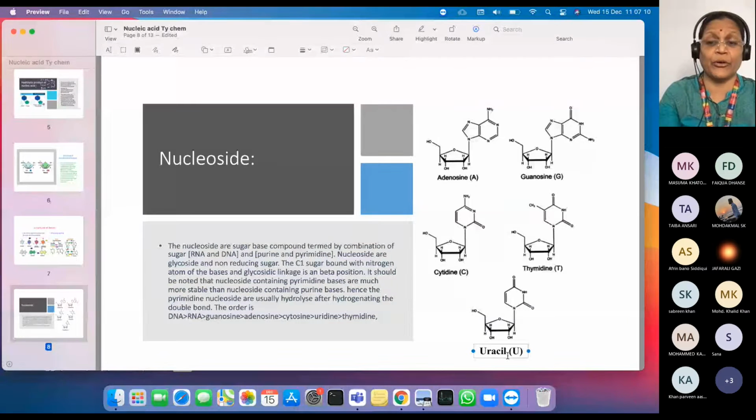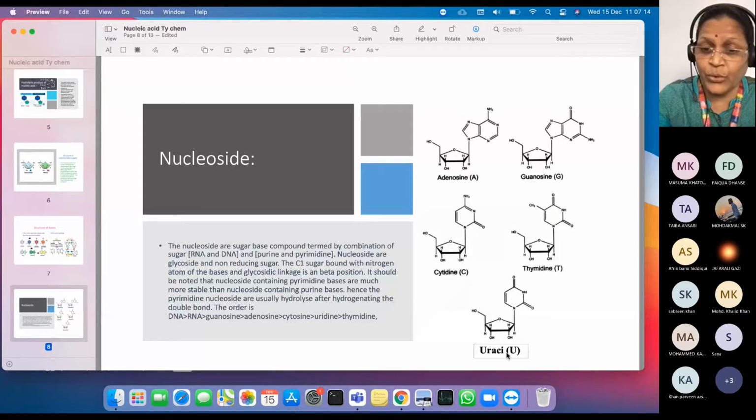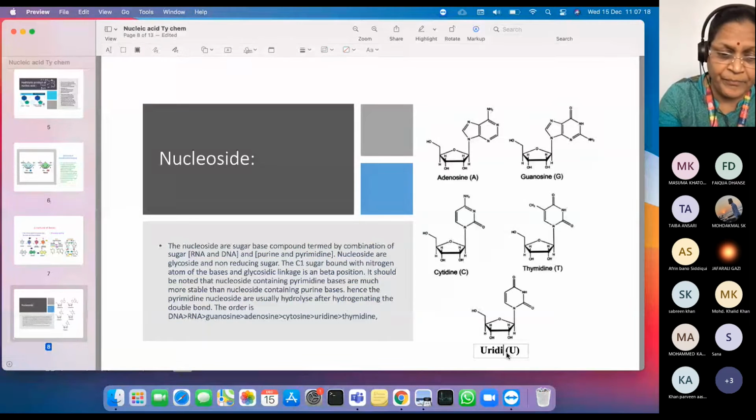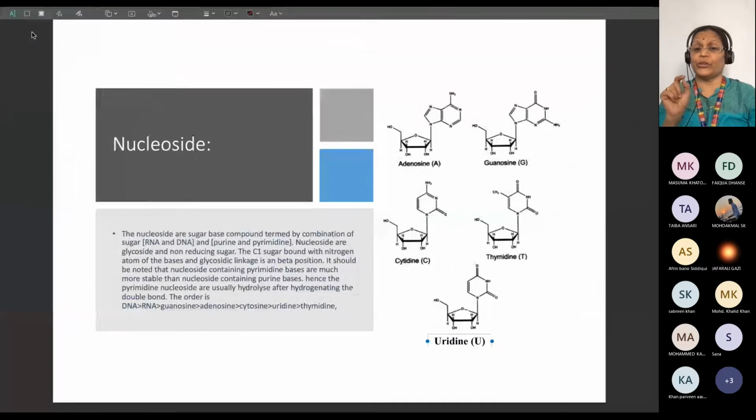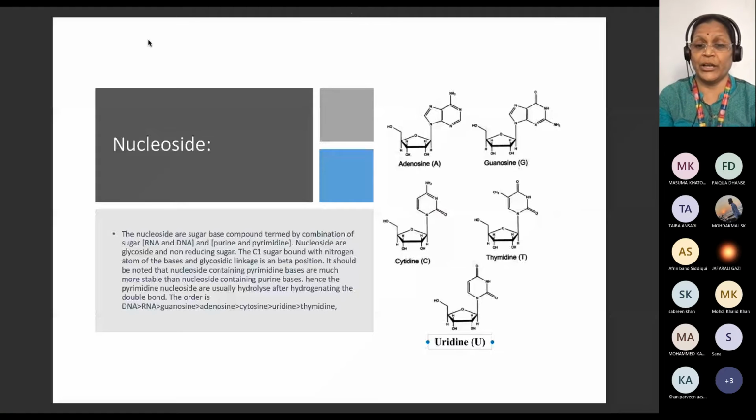So the name of that nucleoside will be uridine, because the nucleoside name has to be like this, na? So now this will be U. Clear? Okay, so this way we can have adenosine, guanosine, cytidine, thymidine, and uridine. These are the 5 nucleosides.